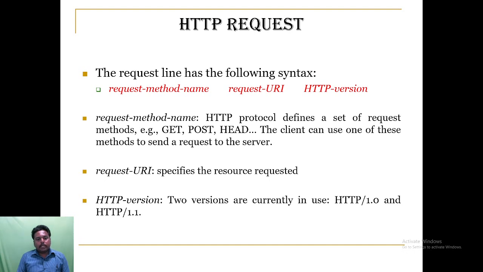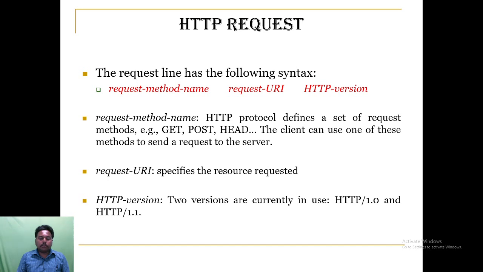The request line has the following syntax: request method, request URI, and HTTP version. The request method is the type of method we use to send the request to the server. The request URI is a Uniform Resource Identifier. Just before, we saw URL, the Uniform Resource Locator; URI is the Uniform Resource Identifier. And the HTTP version follows.